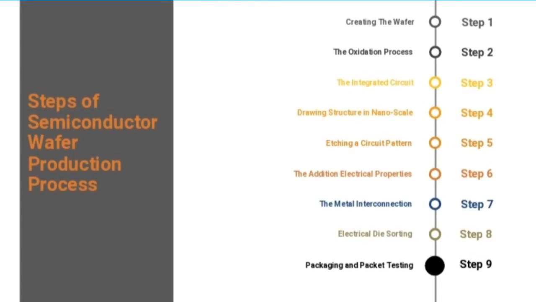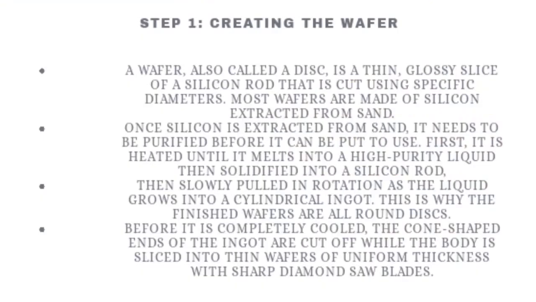Step 1. Creating the wafer. A wafer, also called a disc, is a thin glossy slice of a silicon rod that is cut using specific diameters. Most wafers are made of silicon extracted from sand. Once silicon is extracted from sand, it needs to be purified before it can be put to use.